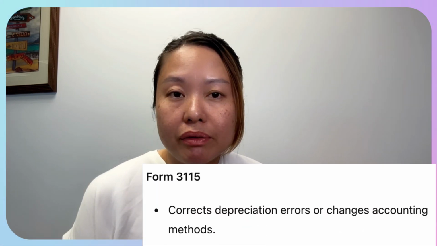Missed depreciation. Now, the way that you do that is you're going to need to fill out Form 3115, which is the application for a change in accounting method. The purpose of this form is to request a change in the method of accounting used for tax purposes. This might include changes in how depreciation is calculated. Usually, if you miscalculated your depreciation in the past, you would use this form to claim those benefits.